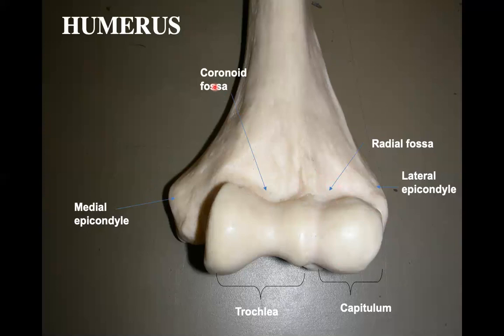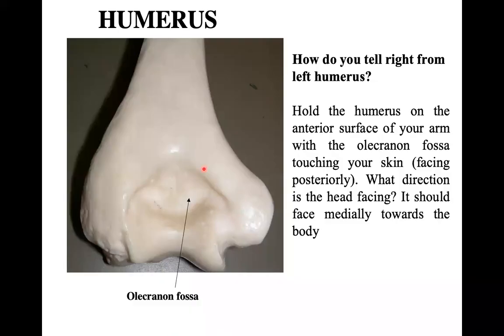Understand that a coronoid fossa is a space where a coronoid process will fit in, and a radial fossa is an area where the radius bone is going to fit in. So get used to that idea: a fossa is an opening for a possible process to fit into it.